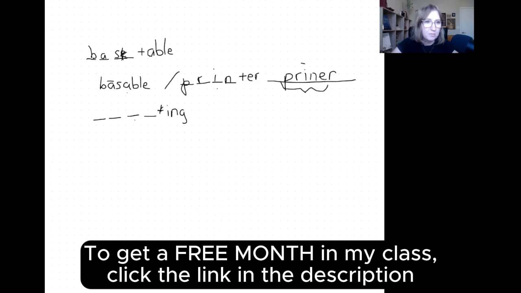So flope, consonants f, o, p. In order for this O to make its long sound, it needs to have another vowel 1 or 2 doors away. We're going to add it right there, then we're going to drop it because we're adding a vowel suffix. So flope plus ing is floping.